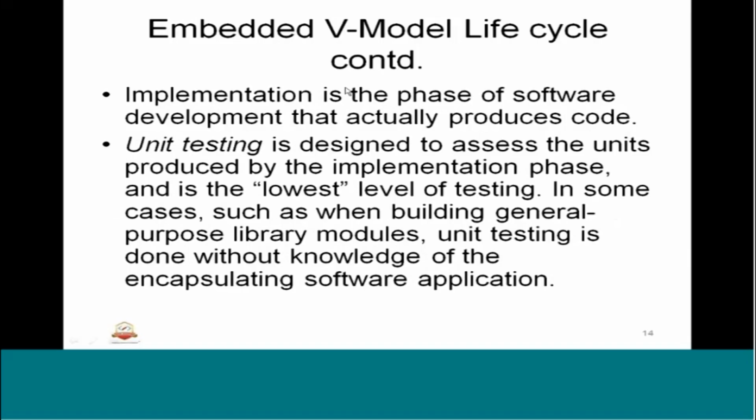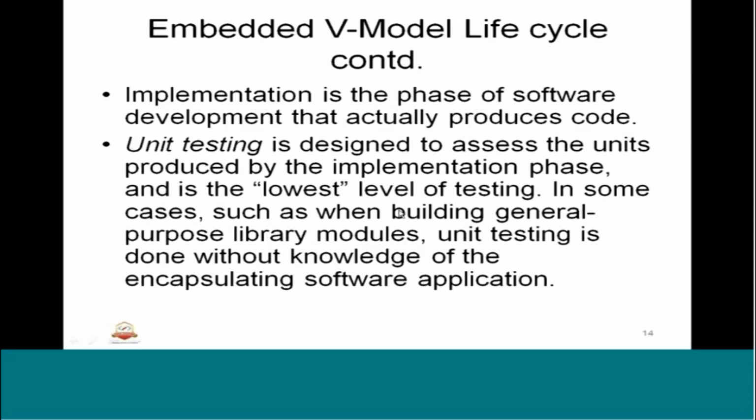The last one is the implementation of the programmed elements in the phase of software development that actually produces the code. As a result of implementation, the exit is source code. On par with this implementation, we have unit testing that is designed to assess the units produced by the implementation phase, and it is the lowest level of testing.